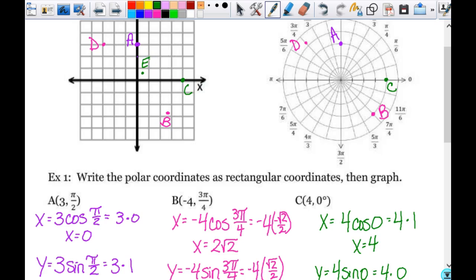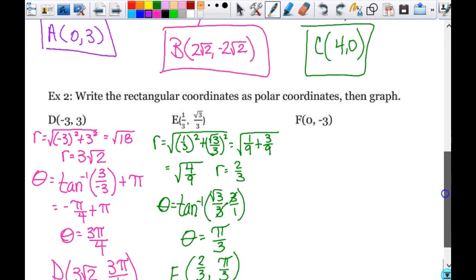That's E. So when I go over here, I go to pi thirds, but my radius is only 2/3 of a unit to about right there. And that still looks like it's about in the right spot. Okay, we good? Awesome. All right, last one of these, then we're going to look at equations.